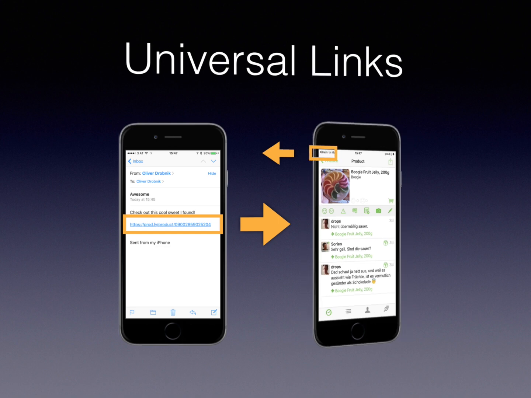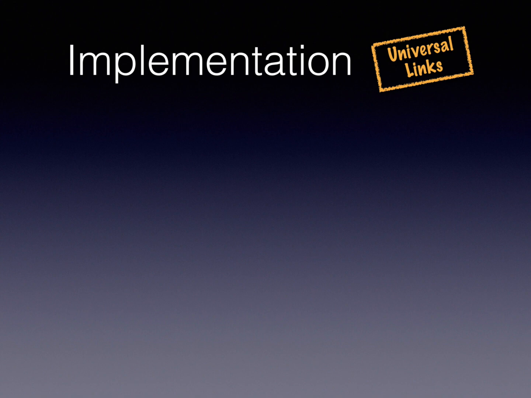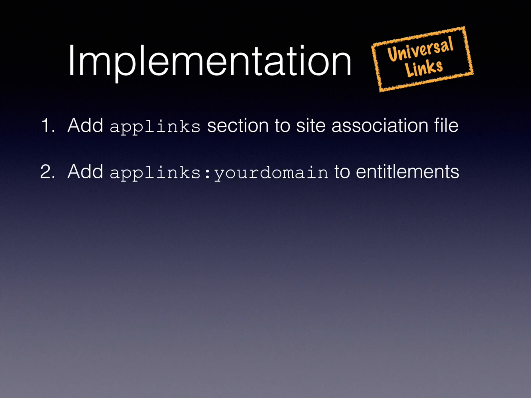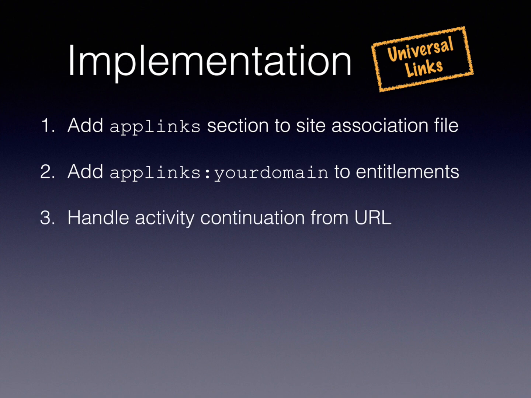How is this implemented? Well, again, there is a section that we add to the site association file, namely app links. Number 2, we need the entitlement. You see a pattern here. Always the site association file, always the entitlement. Number 3, we handle the activity continuation, and we have already done that, because continuing an activity is the same as opening this universal link. The same application delegate method is being called.